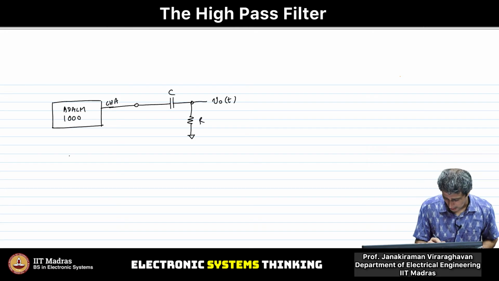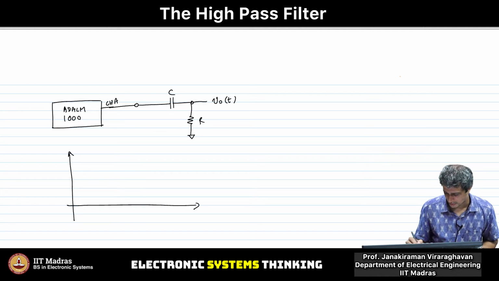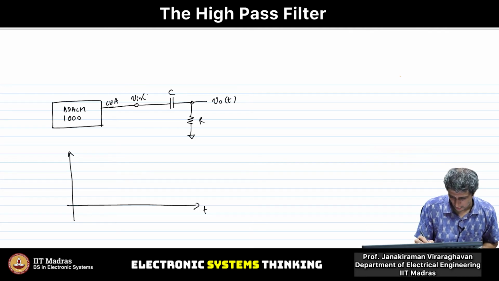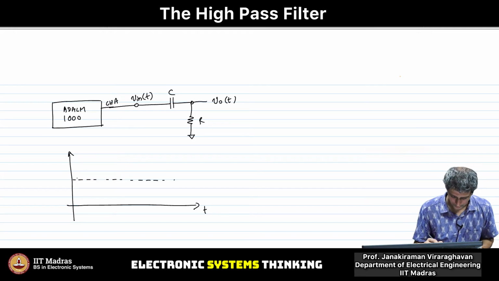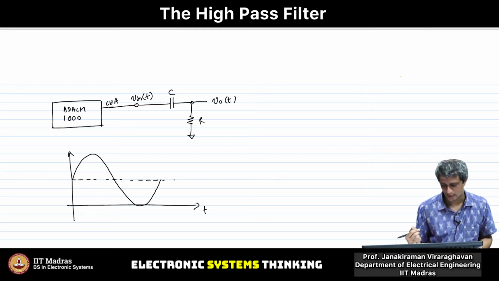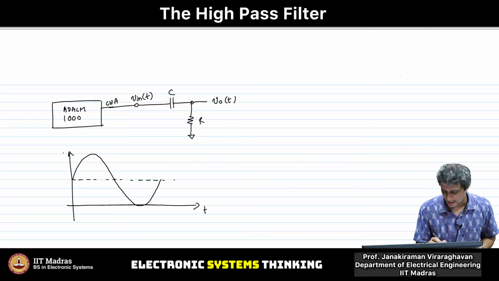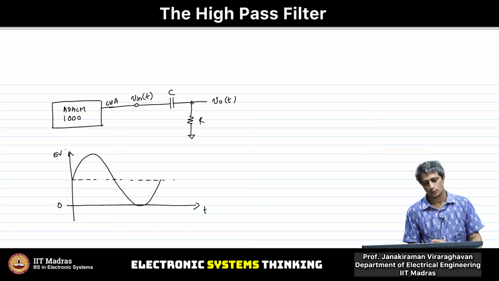Now what is the output that you are going to get from this AD-ALM kit, first of all? What is the sine wave? If this is V in of t, the sine wave that comes out of this is going to be like this. This is the voltage, so this is 0 volt and this is 5 volt.